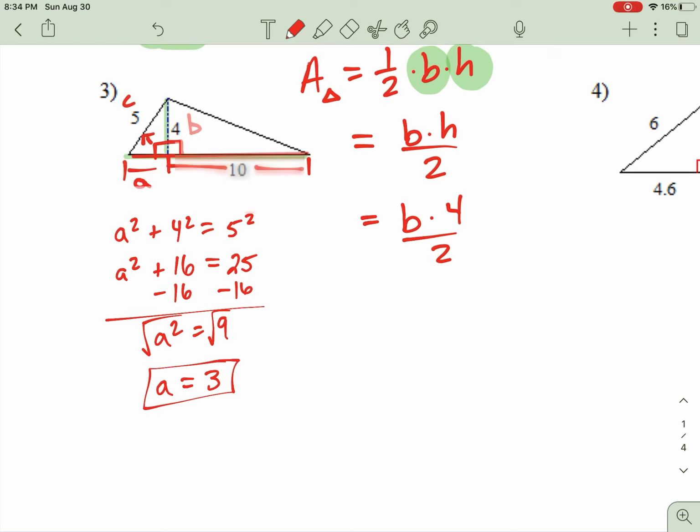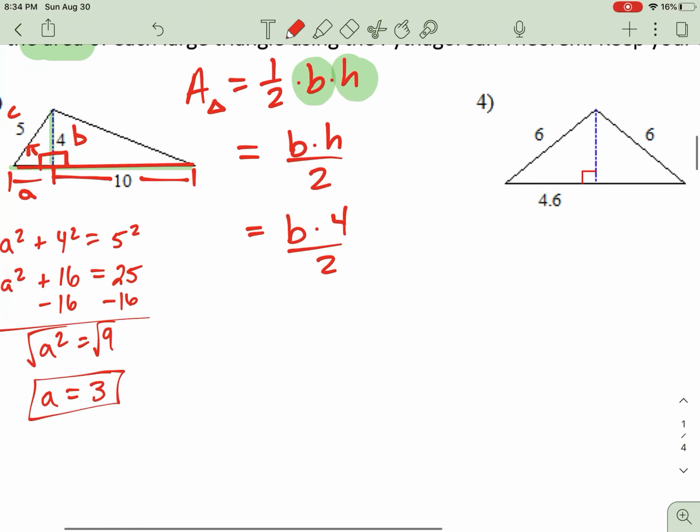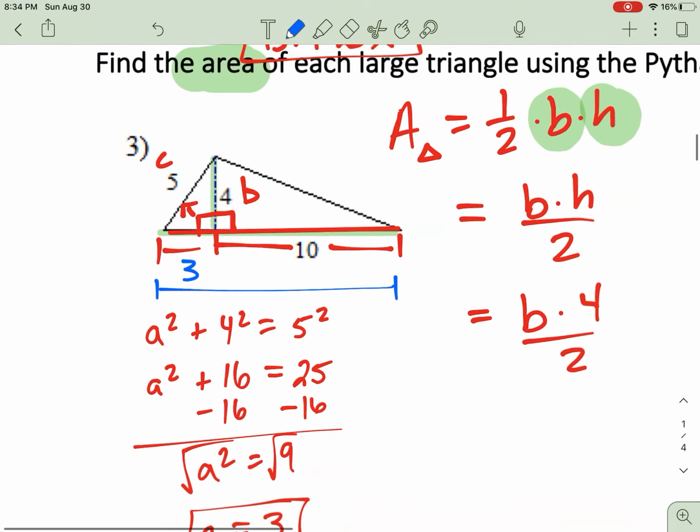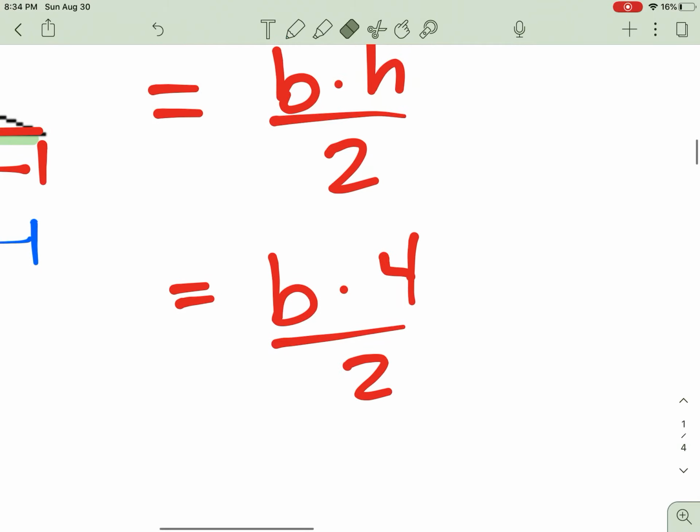Okay, now, that's not the end. That's just our base, right? That's what this part is. Okay, that's just that little piece. In fact, let me switch colors here. That's that little piece. So what is this entire thing combined? That's our base, and that was 10 plus 3, and that's 13.